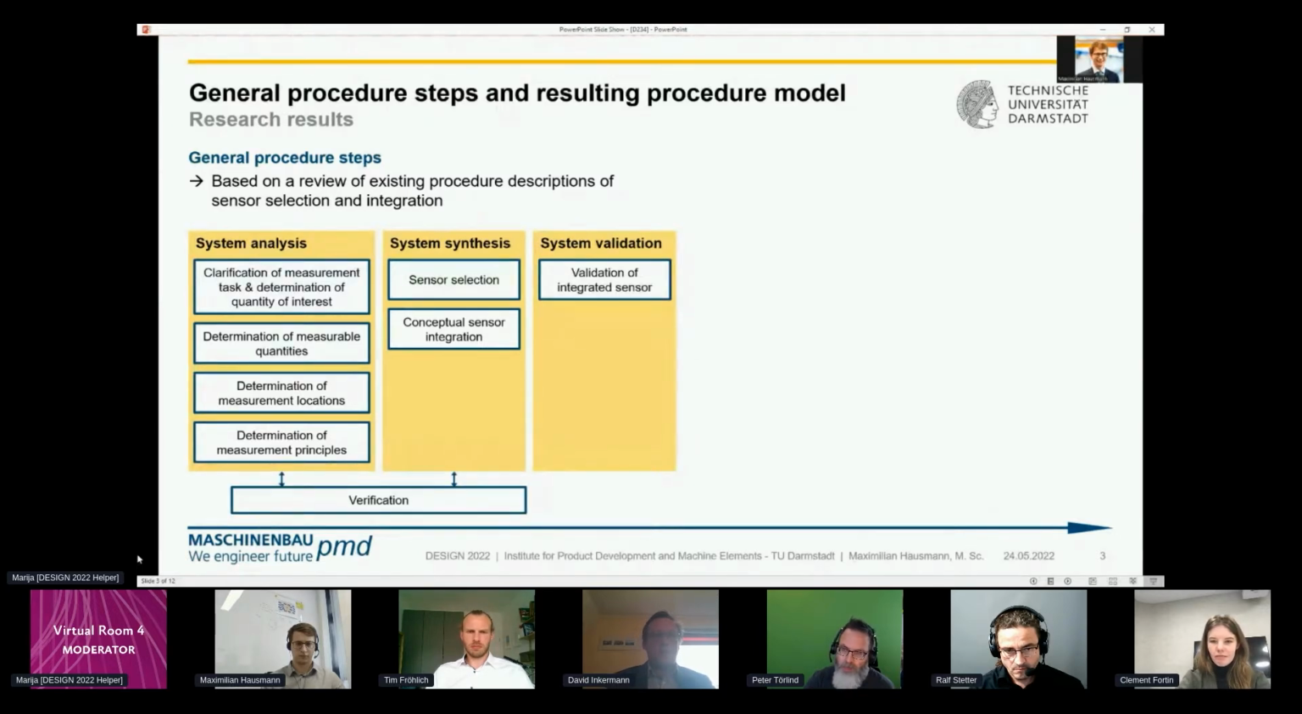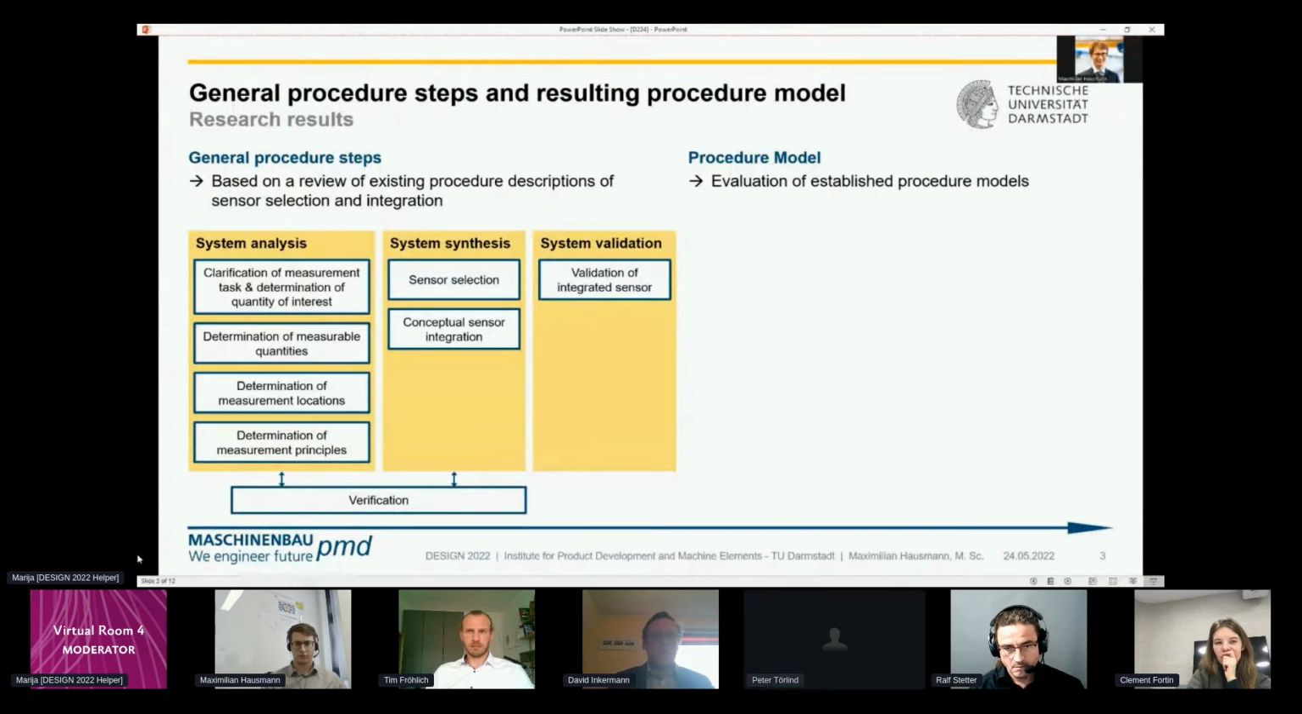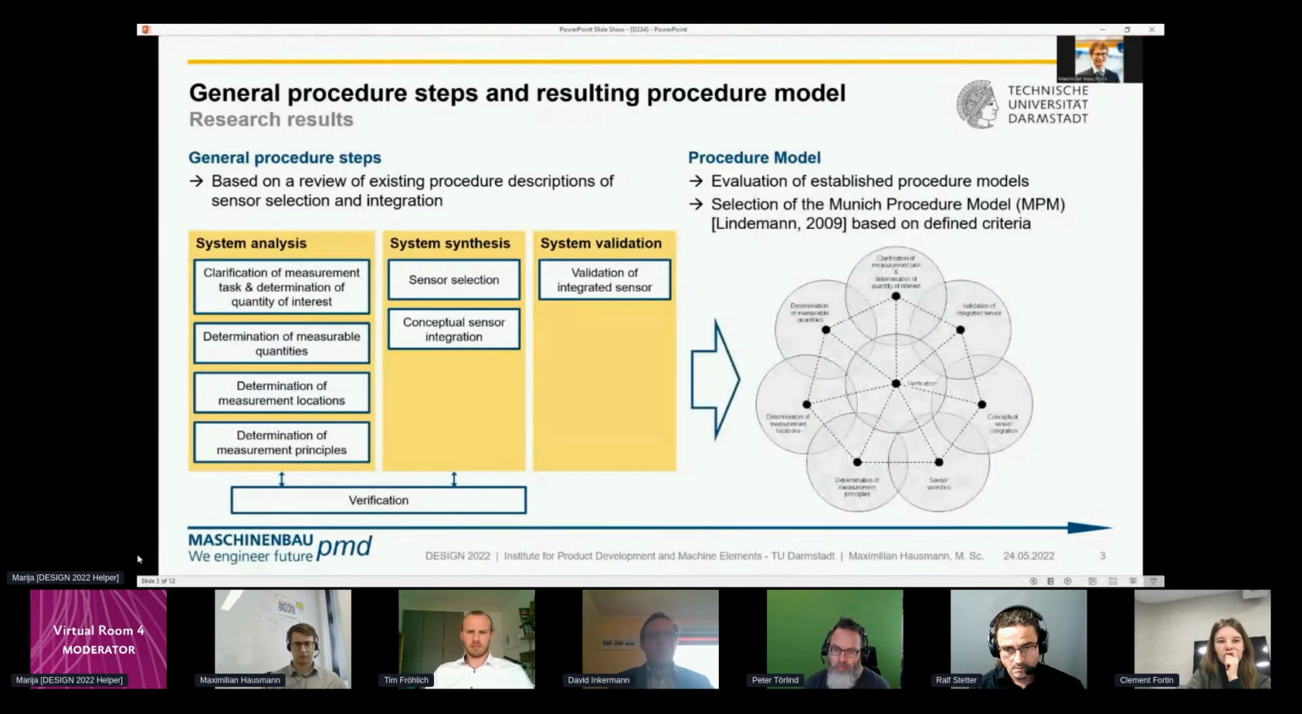The next step is to develop a suitable procedure model from these procedure steps. To ensure applicability and acceptance, a suitable established procedure model from product development is to be identified and adapted. Based on the requirement set, an analysis showed that the Munich procedure model, MPM, is suitable for this purpose and was adapted in this contribution. In the procedure model, the procedure steps are represented in the form of circles.